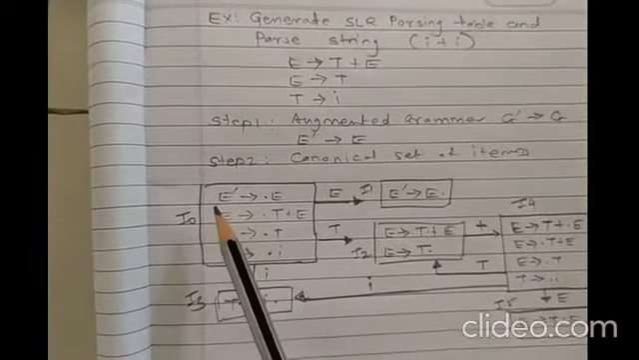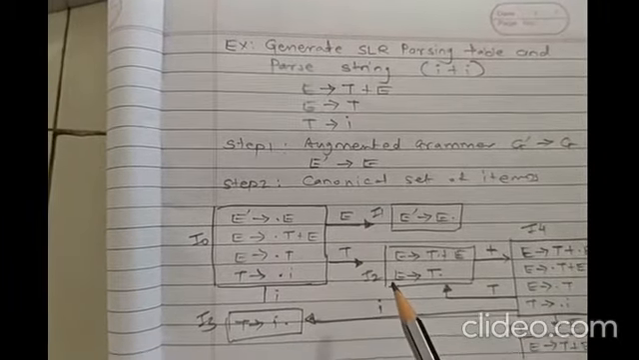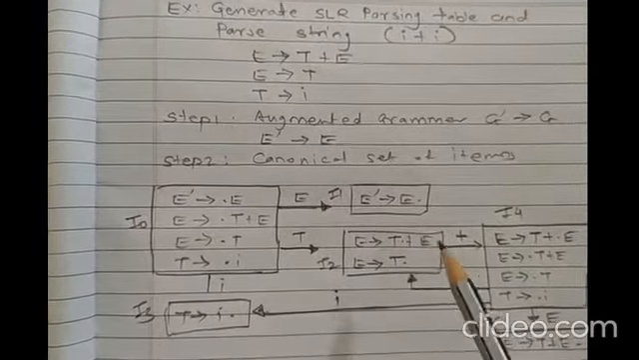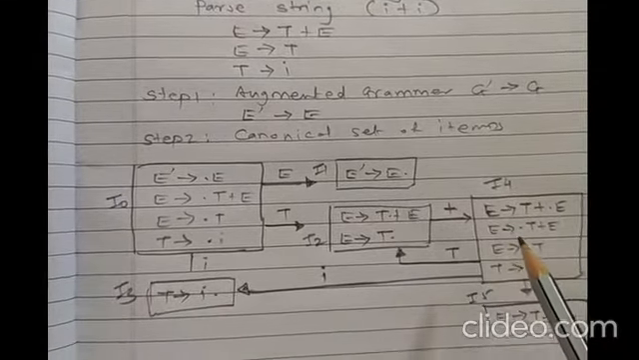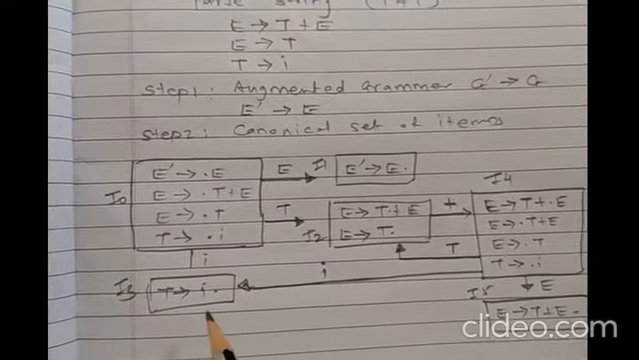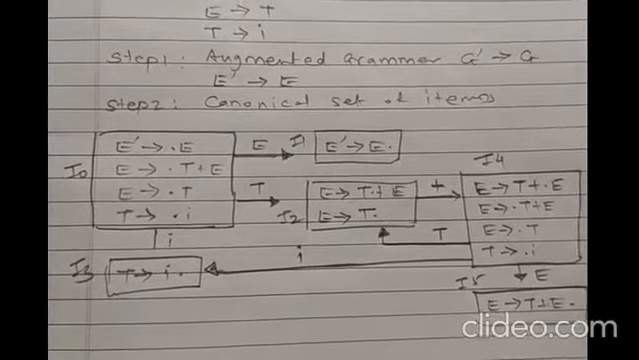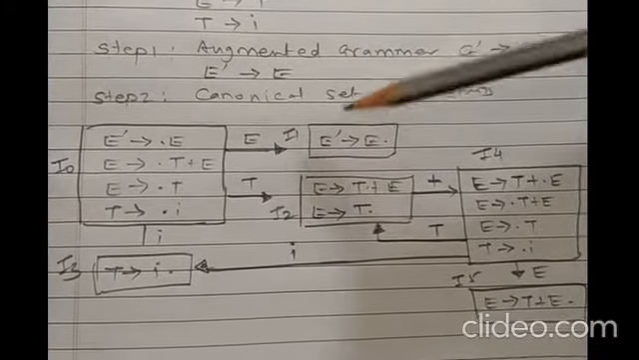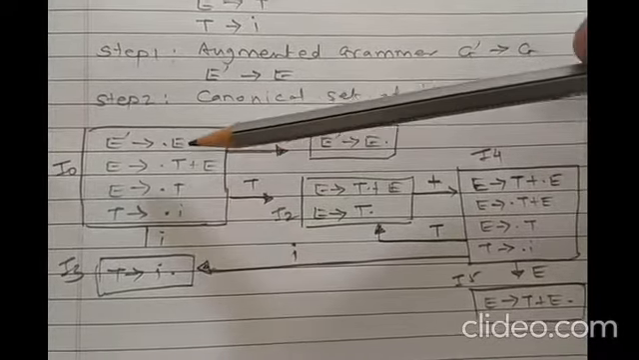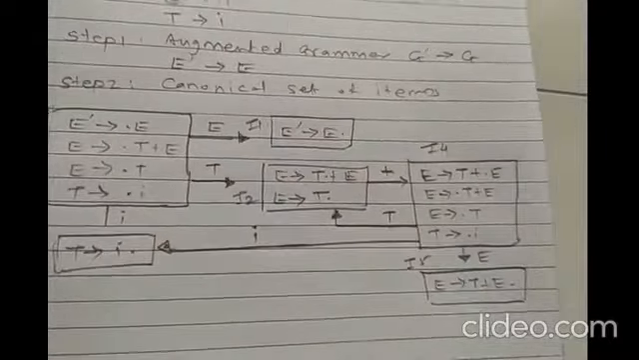So this is the state diagram we got. We started from I naught, we applied E transition, we get I1, we applied T transition, we get I2, we applied i transition, we get I3, then on I2 we applied plus, we get I4, on I4 we applied T, we get I2, on I4 we applied i, we get I3, and on I4 we apply E, we get I5. In this way all states are collected. This is called closure. Once we collect the set of items, it is called closure. And when we apply E on I0, it is called the go to operation. So closure and go to are the operations we applied.